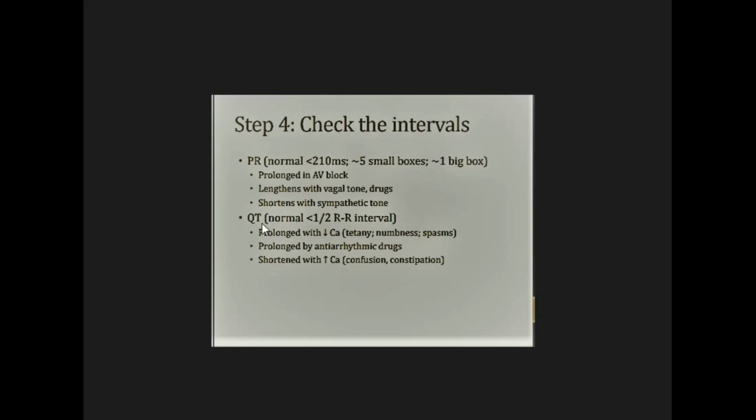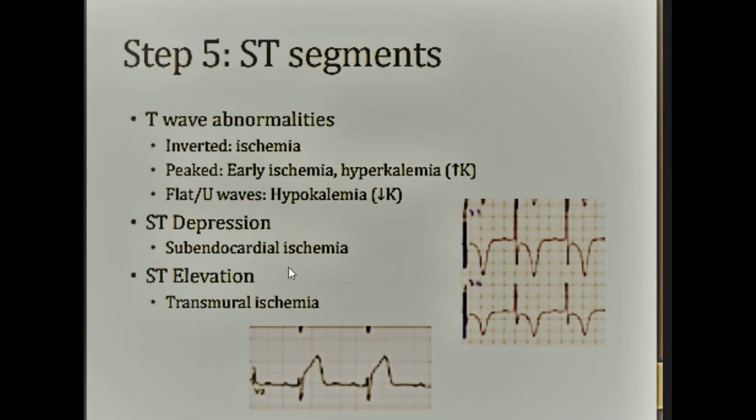After that we have got the QT interval. If the QT interval is prolonged, it can indicate tetany. The QT interval can also be prolonged by certain antiarrhythmic drugs that include class 1A sodium channel blockers, and similarly class 3 potassium channel blockers can cause prolongation of the QT interval, and the QT interval is shortened by hypercalcemia.